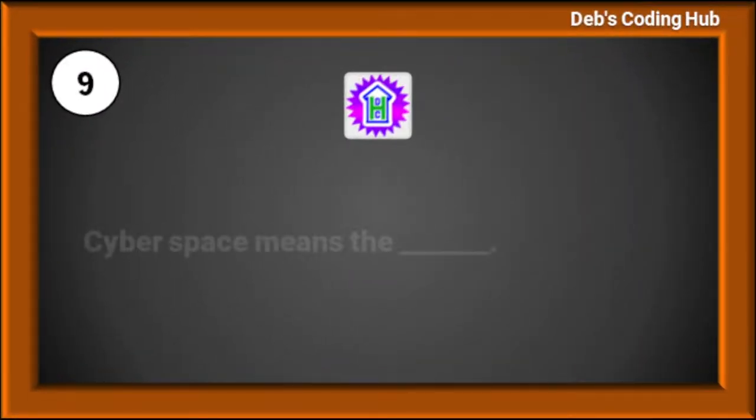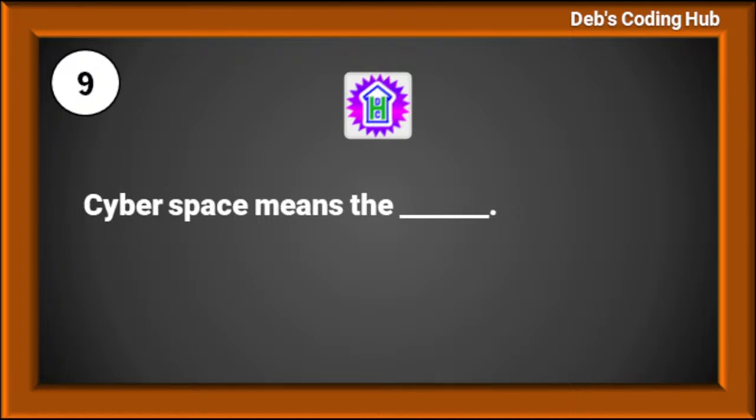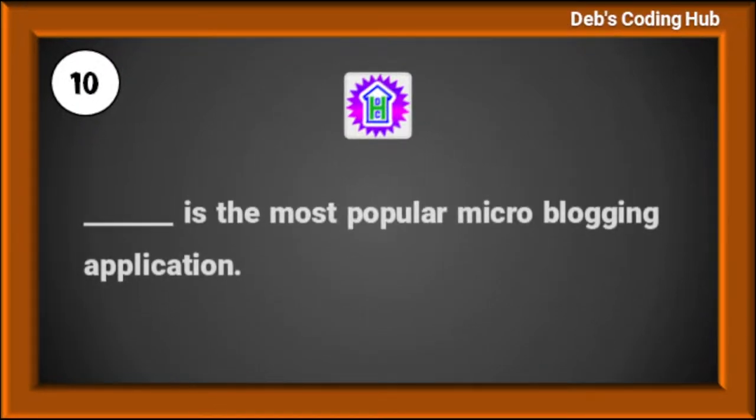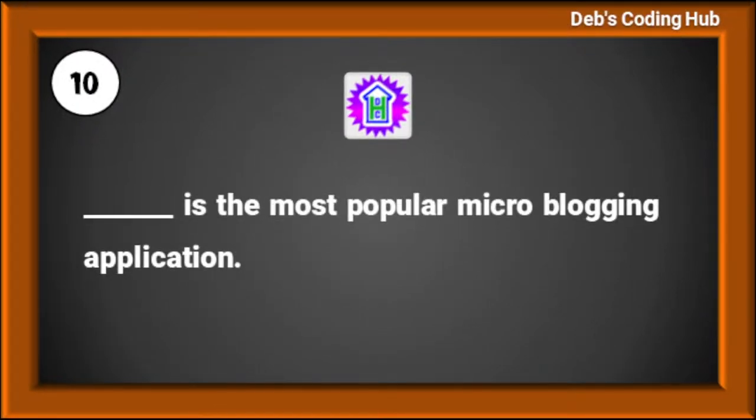The 9th question is cyberspace means the internet. Internet is also known as cyberspace. The 10th question, dash is the most popular microblogging application. So it is Twitter.